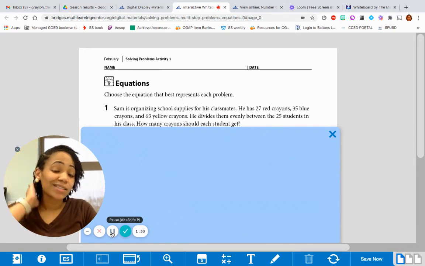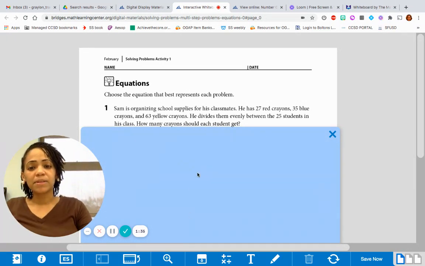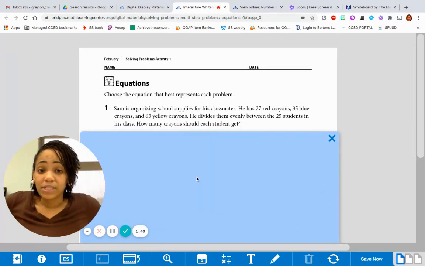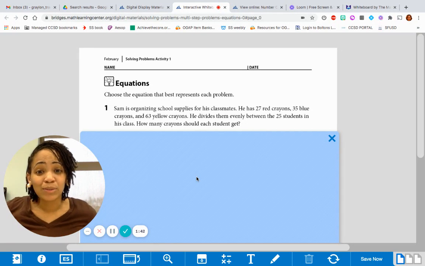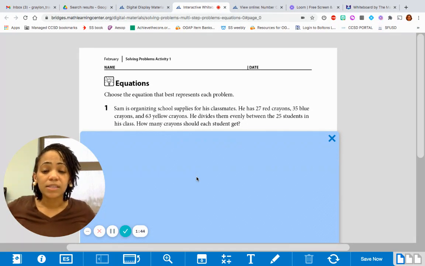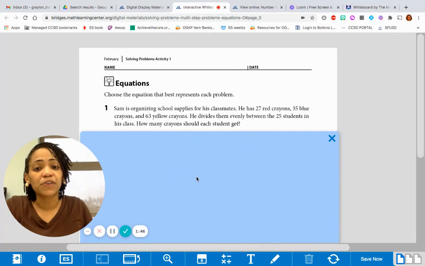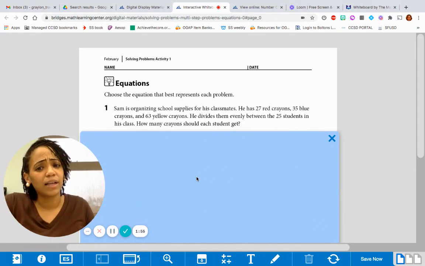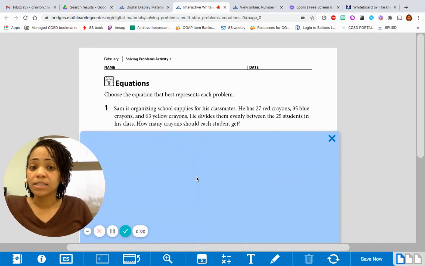All right, let's get started. So here's problem number 1. I'm going to read it out loud, and I want you to just think to yourself, what's happening in this problem, and what would I do to solve this problem? Sam is organizing school supplies for his classmates. He has 27 red crayons, 35 blue crayons, and 63 yellow crayons. He divides them evenly between the 25 students in his class. How many crayons should each student get?